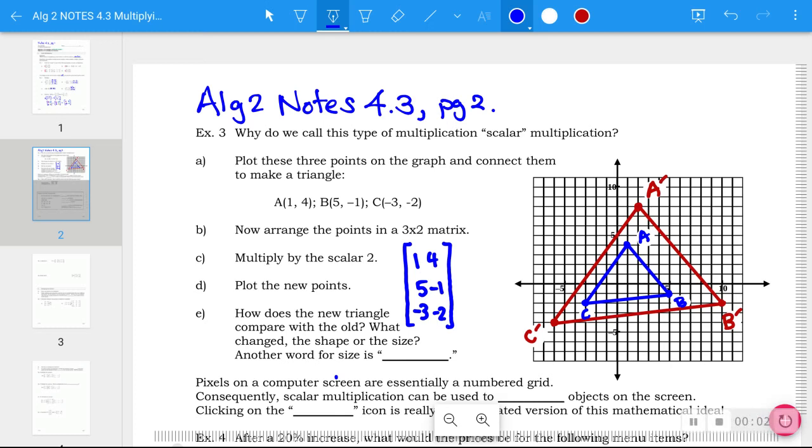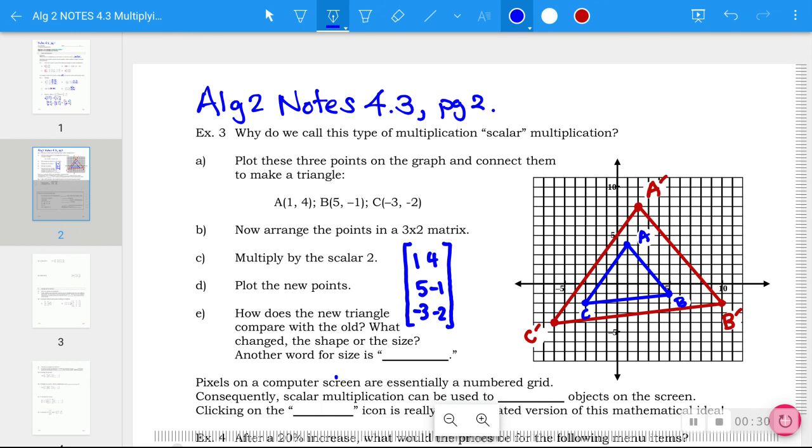Okay, this is Mr. Peterson, and we're looking at the notes for Algebra 2, Section 4.3, starting on the second page. On the first page, we learned how to multiply by a scalar, and I promised you then that I would try my best to show you why just a number that you're multiplying in front of a matrix is called that weird name, a scalar. So here we go.